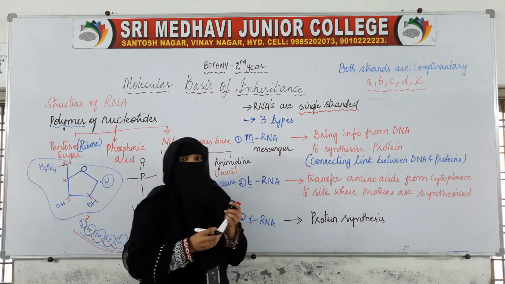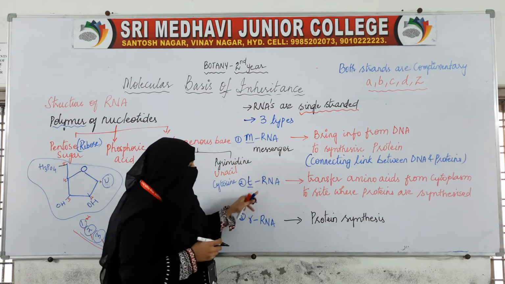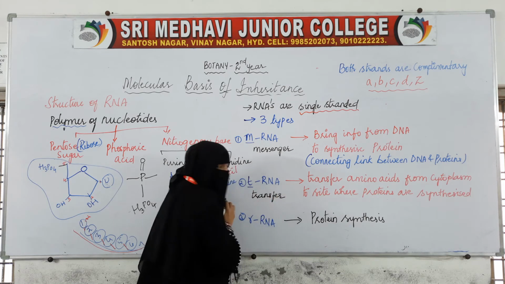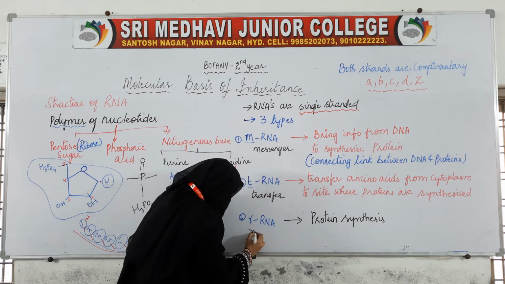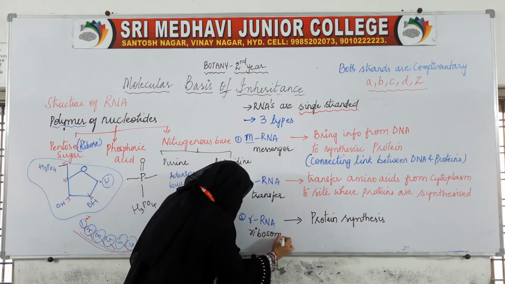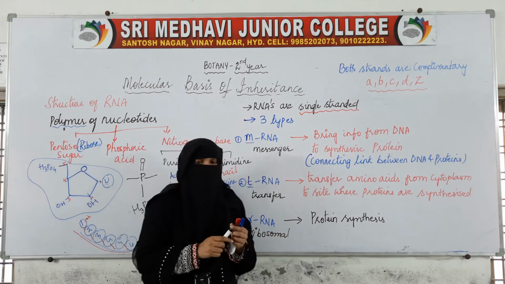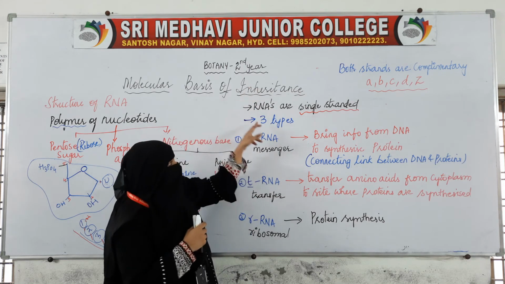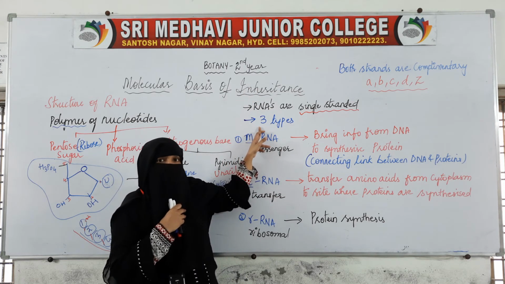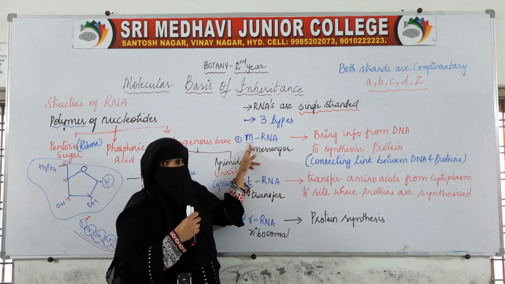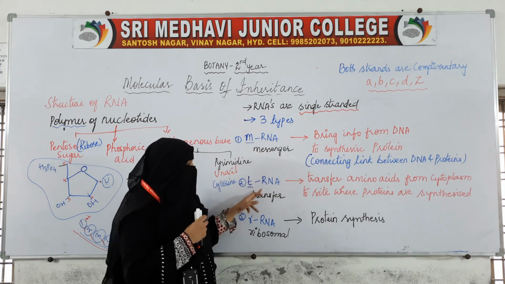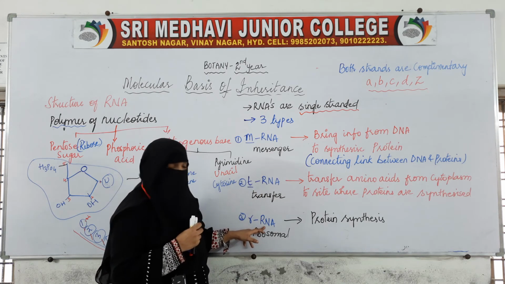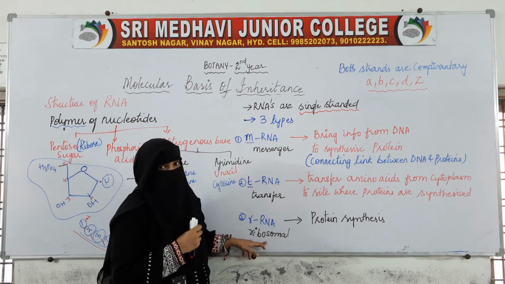mRNA is also called messenger RNA. tRNA is also called transfer RNA, and rRNA is also called ribosomal RNA. So RNA is of three types. The first type is mRNA, which is messenger RNA. The second is tRNA, which is transfer RNA, and the third is rRNA, which is nothing but ribosomal RNA.